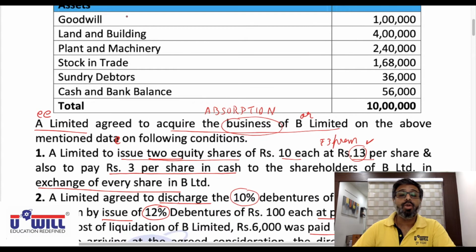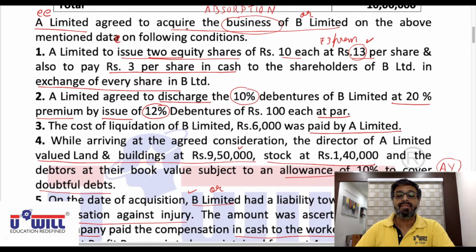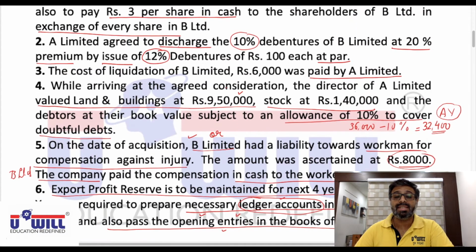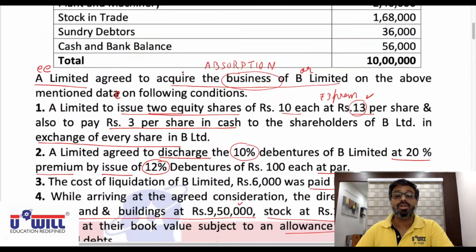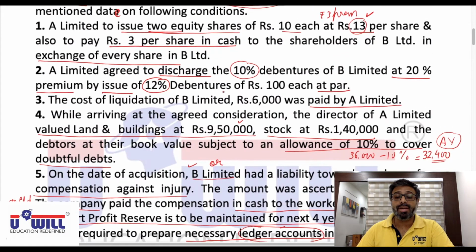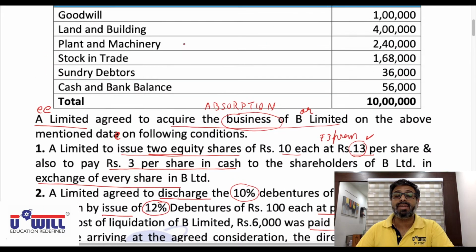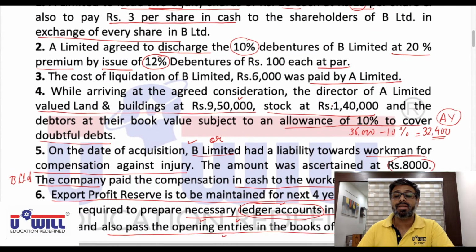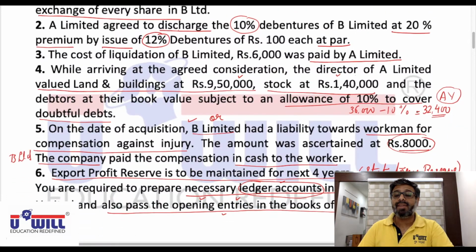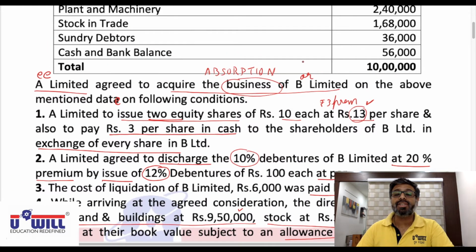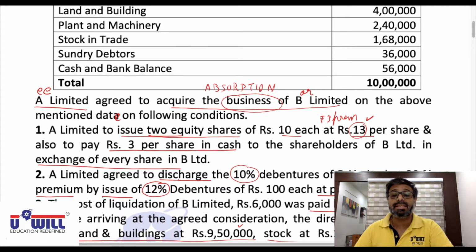Okay. Goodwill, if nothing is given, we will take the difference amount. We'll see that. Land and building taken over, and its agreed value is also given. Plant and machinery taken over, its agreed value is not given, which means we take it at book value. Stock in trade taken over, its agreed value is given as 1,40,000. Debtors taken over, its agreed value is 32,400. Cash and bank, nothing is given. Business means it is taken over.